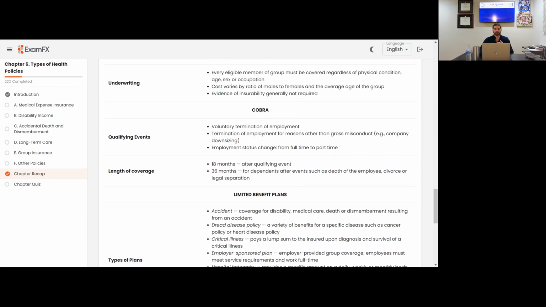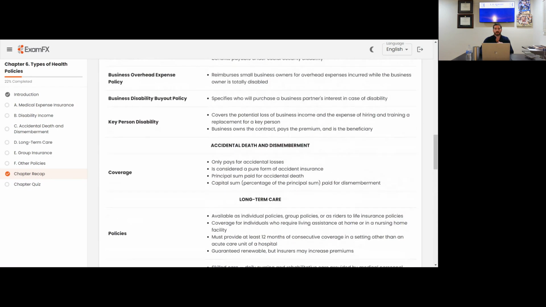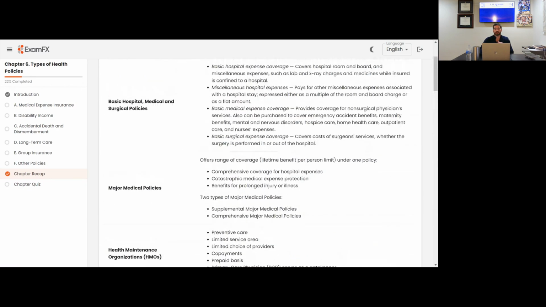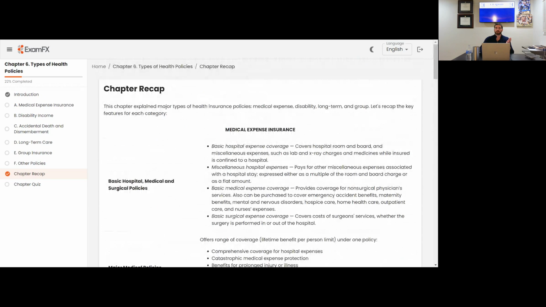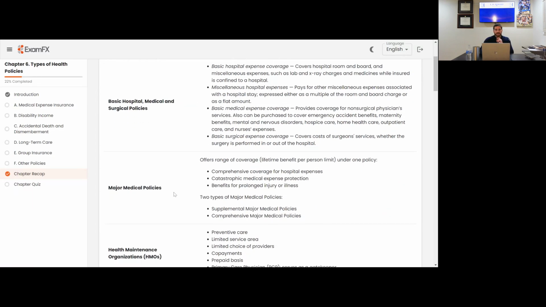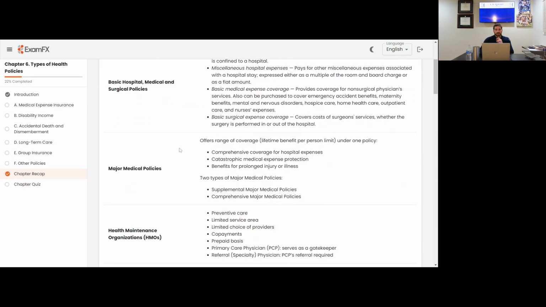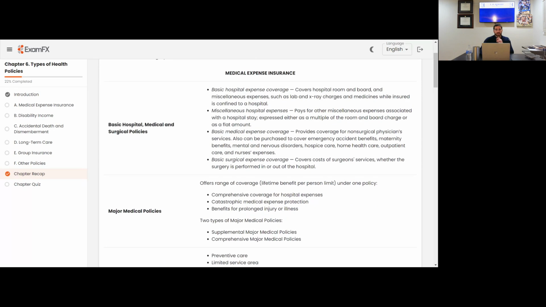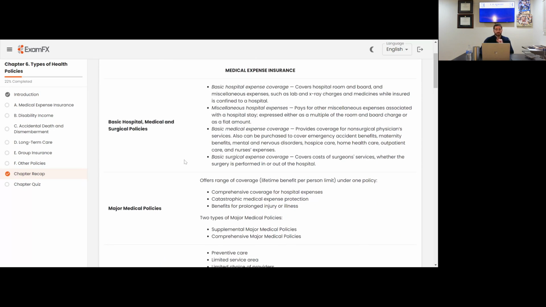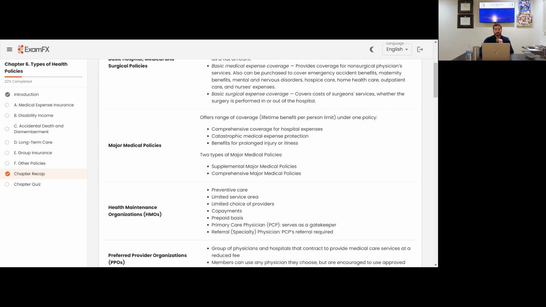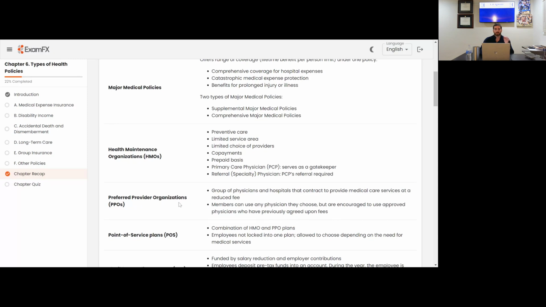You need to understand the concept of lower premiums mean higher deductibles and higher out of pocket. Higher premiums mean lower deductibles and lower out of pocket costs. You need to kind of understand the basic medical expense coverages, whether it's basic medical expense coverage or basic hospital expense coverage. You really want to know the difference between an HMO and a PPO.